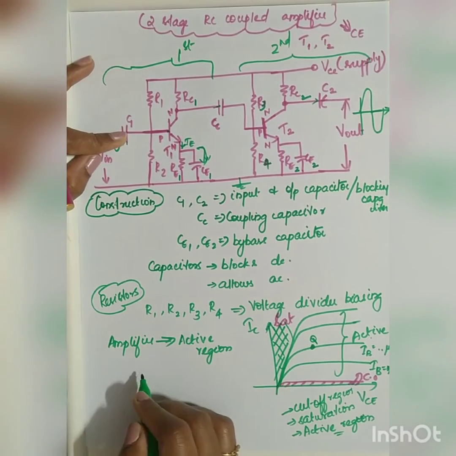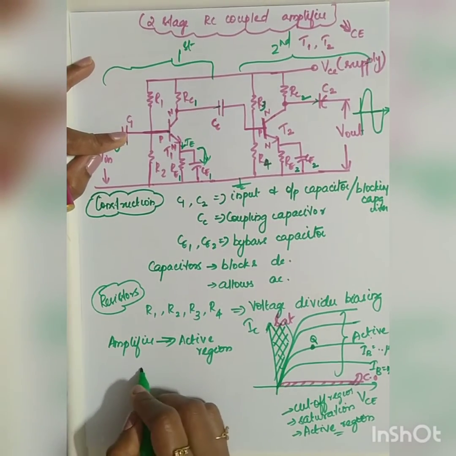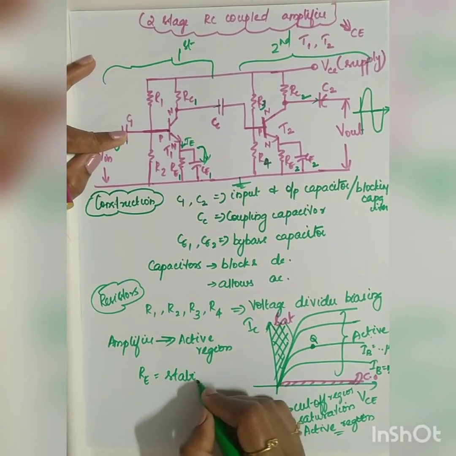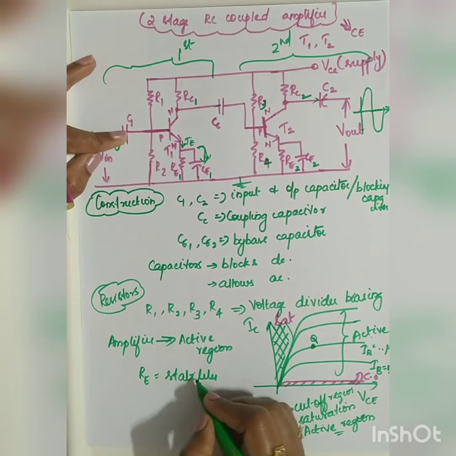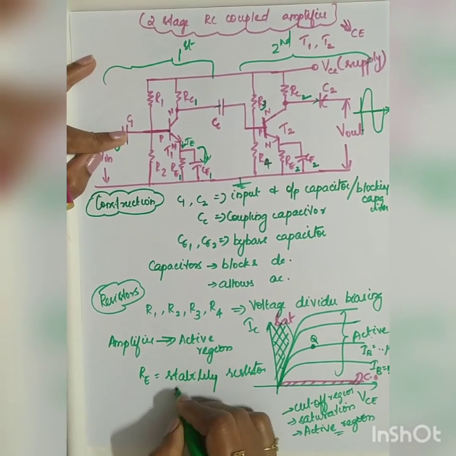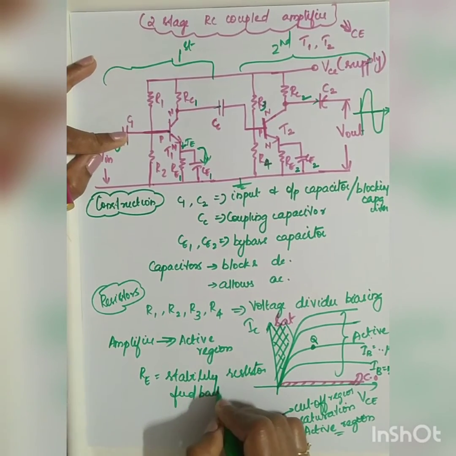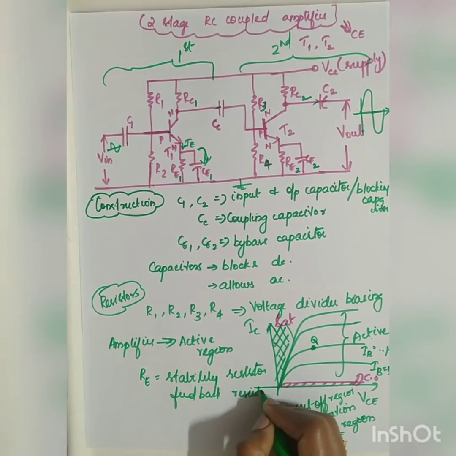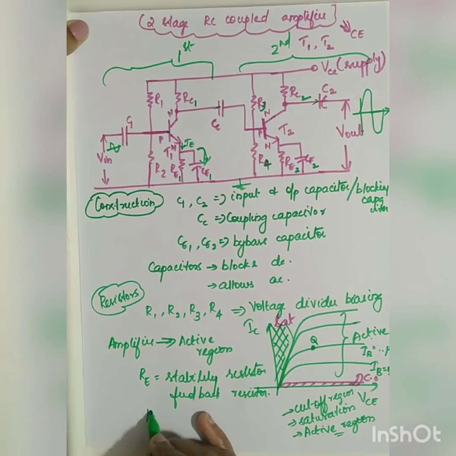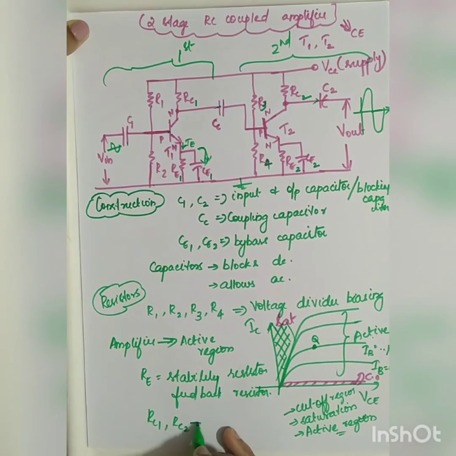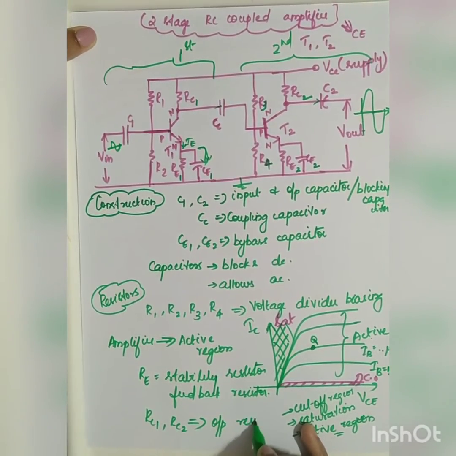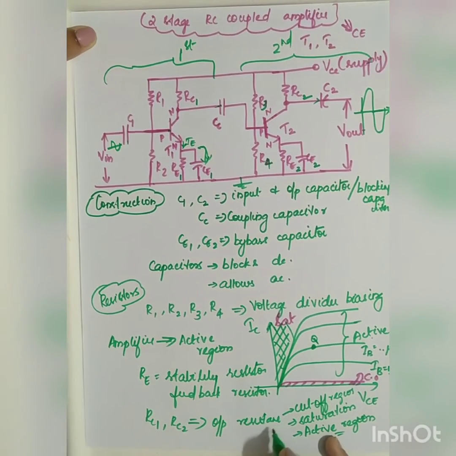That's why you go for this voltage divider resistor. Now what is any other resistor? Yeah, your resistor RE. RE is your feedback resistor or stability resistor, which gives the negative feedback to the transistor. Then RC1 and RC2 are both the output resistors of your individual stages.